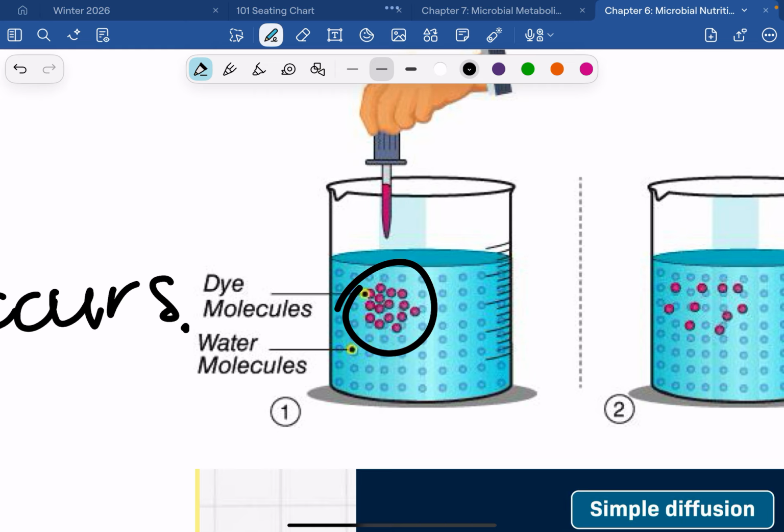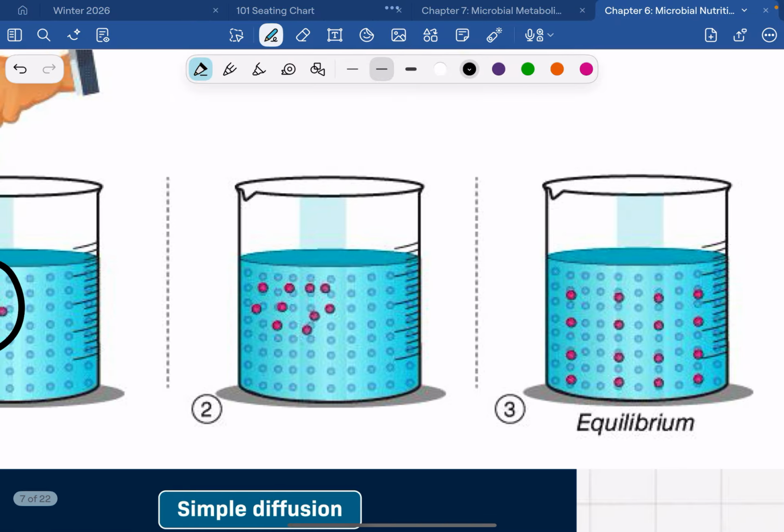But if you leave it alone, you don't stir it, you don't shake it, you don't jiggle it, you don't do anything to it, and come back in 20 or so minutes, all of those dye molecules will have distributed throughout the water and everything will be equal again. Okay? You don't have to stir it. This is just the natural movement of molecules. It is the natural state of the natural world that everything wants to be equal. And everything will equalize if you leave it alone for long enough.